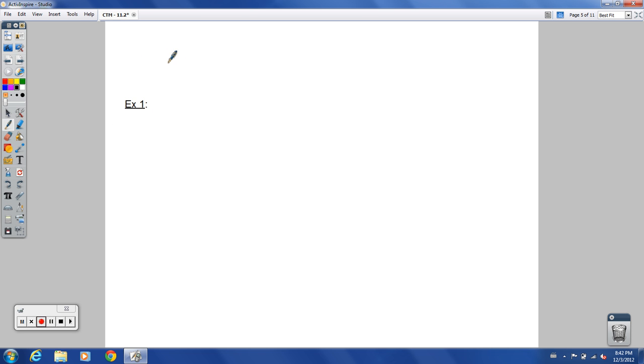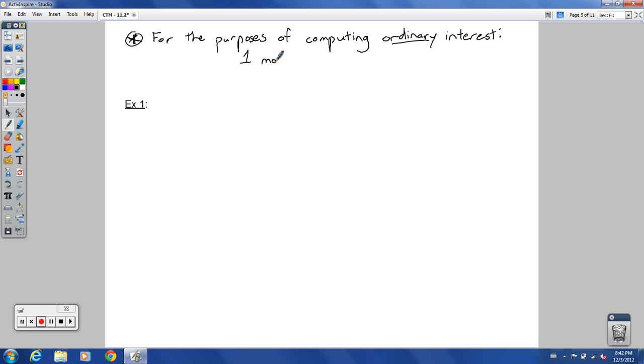And then one more thing up here before we do our first example that we need to know. So I'm going to put a little star next to this. This is pretty important here. For the purposes of computing ordinary interest, so if you hear that phrase, ordinary interest, you should think that you're doing this, what I'm going to write below here. So purposes of computing ordinary interest, 1 month is going to be 30 days. So if they say 1 month and they're talking about ordinary interest, that's just referring to 30 days.